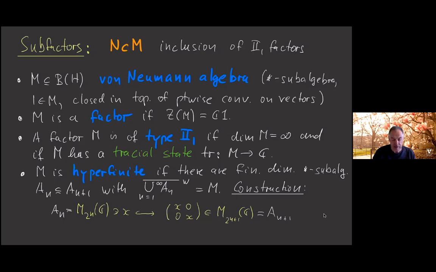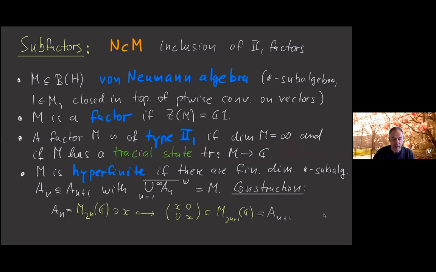And when is such a factor of type II_1? This is a classification that Murray and von Neumann introduced. Well, it's of type II_1 when it's infinite dimensional and when it has a trace, which is just a linear functional on M that has the trace property. So in other words, trace of xy is equal to trace of yx. And it's of course positive. So the trace of a positive operator is a positive number. Okay, that's called the tracial state. We want it to be normalized. So the trace of the identity is 1.